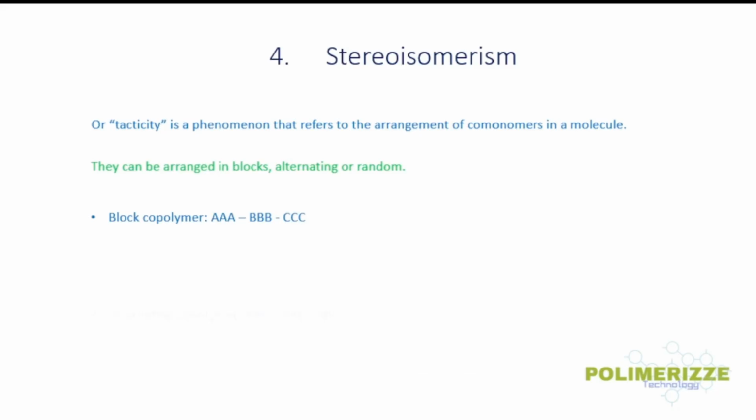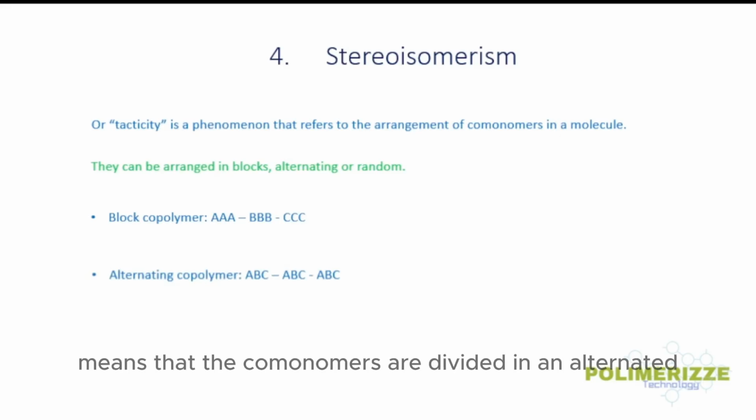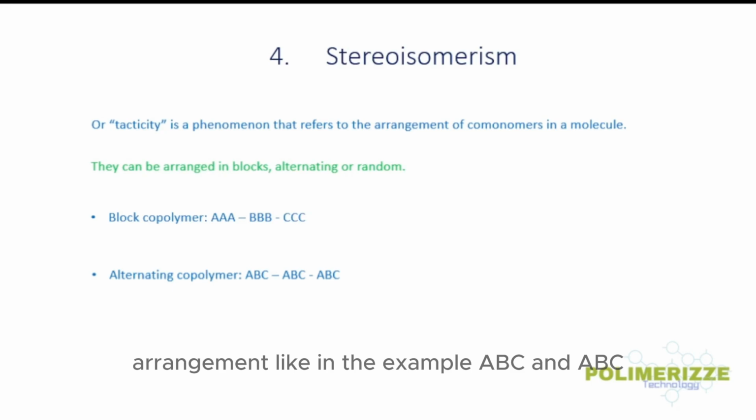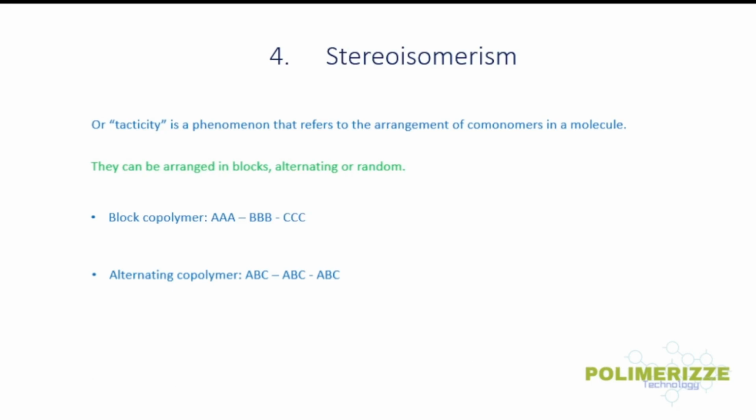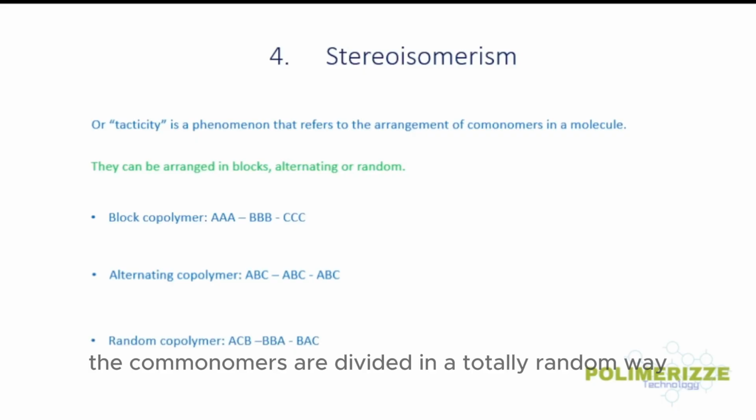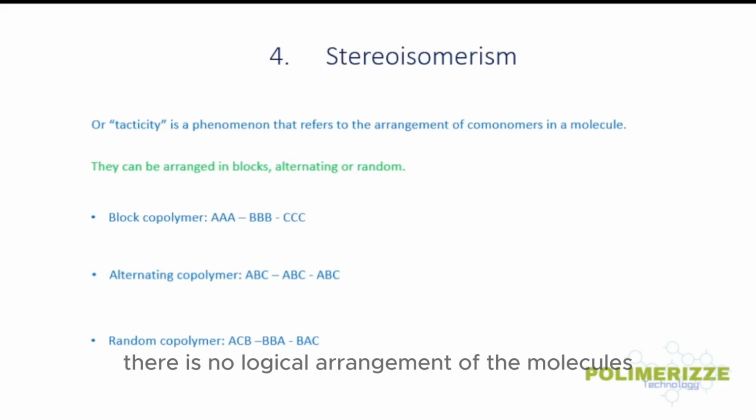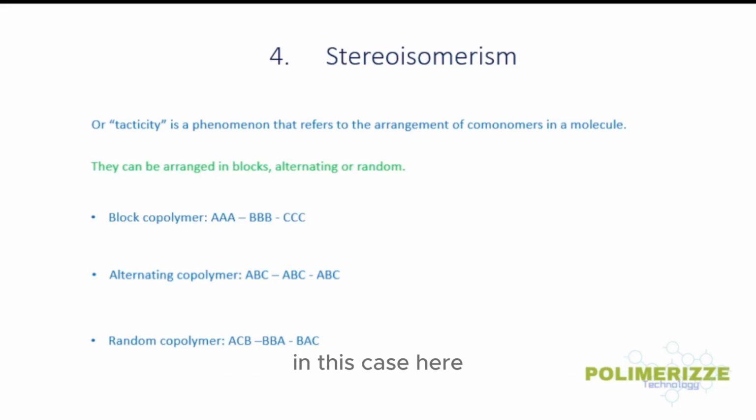The alternating copolymer means that the common monomers are divided in an alternated arrangement, like in the example ABC and ABC. In the case of a random copolymer, the common monomers are divided in a totally random way. It's just random. There is no logical arrangement of the molecules in this case.